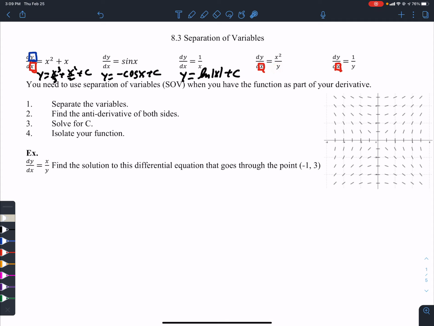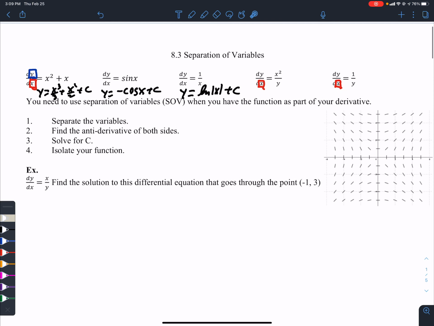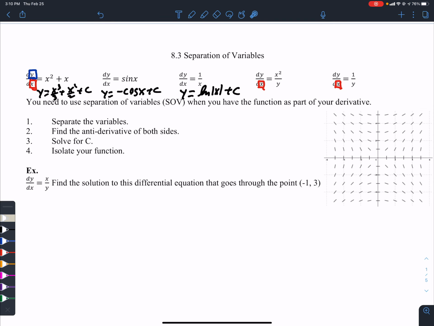When that happens, that's when we have to use separation of variables. And you can't always use separation of variables. It doesn't always work, but it's a technique that you're going to have available to you that you can try to do. And so that's the key. You need to recognize when you might have to use separation of variables, and that's going to happen when your function, y, or whatever that function is, appears in your derivative.